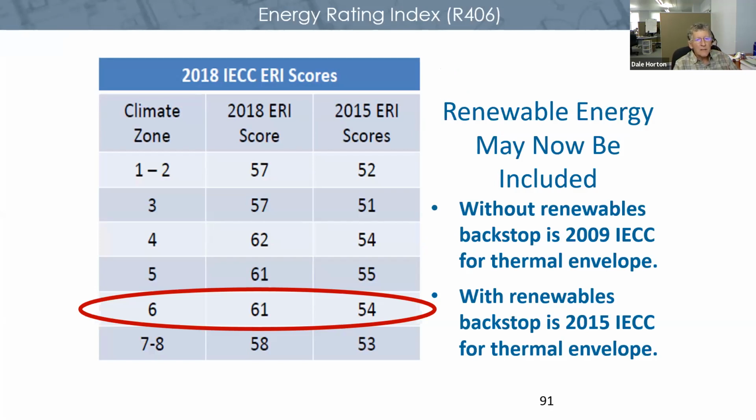There's also a requirement. One of the things about ERI that some designers wanted the capacity to use is to be able to count the renewables as making the building essentially more efficient. So in order to protect the integrity of building envelopes, they said if you're going to use renewables in the ERI analysis, you're going to have to at least meet the 2015 in terms of thermal envelope requirements. If you don't use renewables, then your building envelope at least has to meet, as a minimum, the requirements of the 2009 IECC.